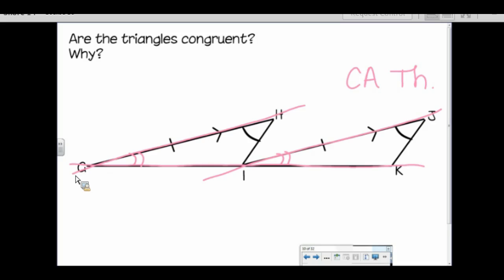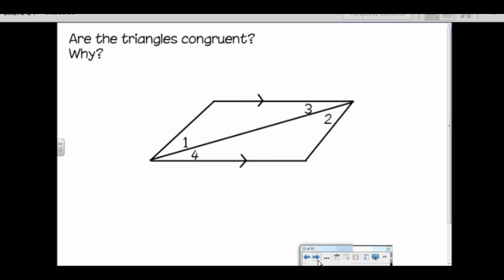I cannot mark anything else. This one is not parallel to this one, so I'm not going to mark any angles where those lines hit the transversal, so be careful. I wouldn't mark anything else anyway because I have enough information. I'm done. I have enough information, and so it's angle, side, angle. Done. You don't keep looking for more things. You stop right there. Next one.